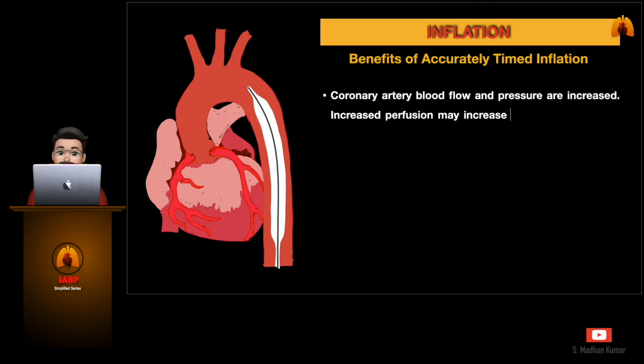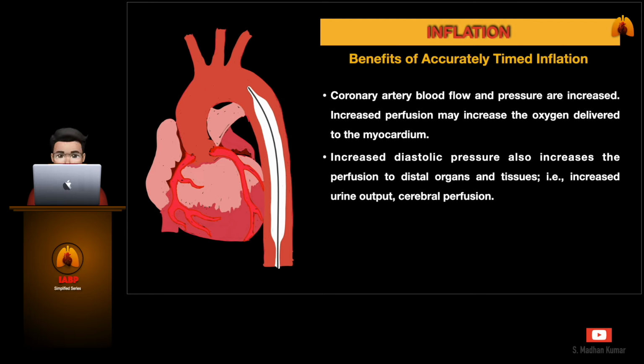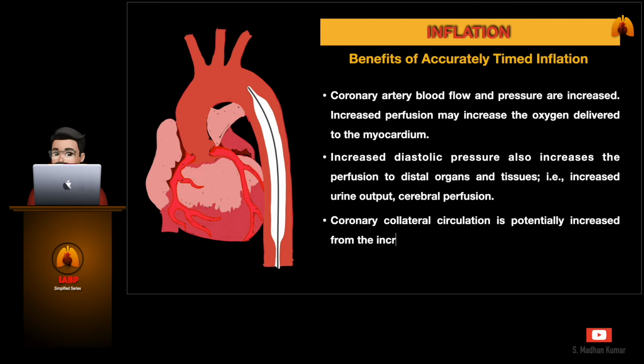The benefits of accurately timed inflation are: coronary artery blood flow and pressures are increased. Increased perfusion may increase the oxygen delivered to the myocardium. Increased diastolic pressure also increases the perfusion to distal organs and tissues, that is, increased urine output and good cerebral perfusion. Coronary collateral circulation is potentially increased from the increased coronary perfusion pressure. Systemic perfusion pressure is also increased.